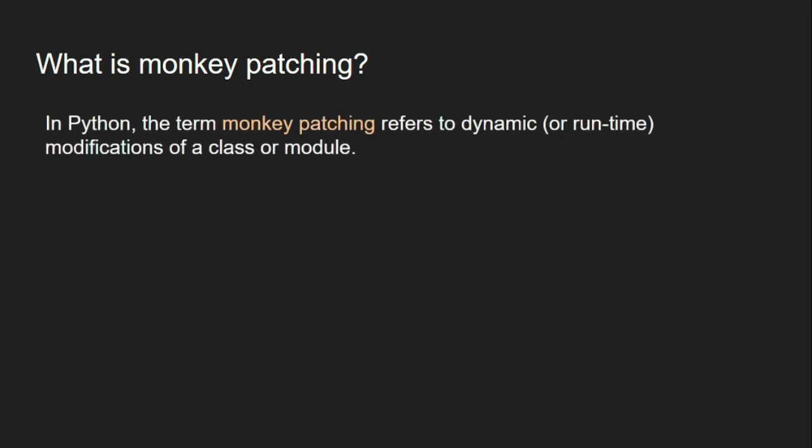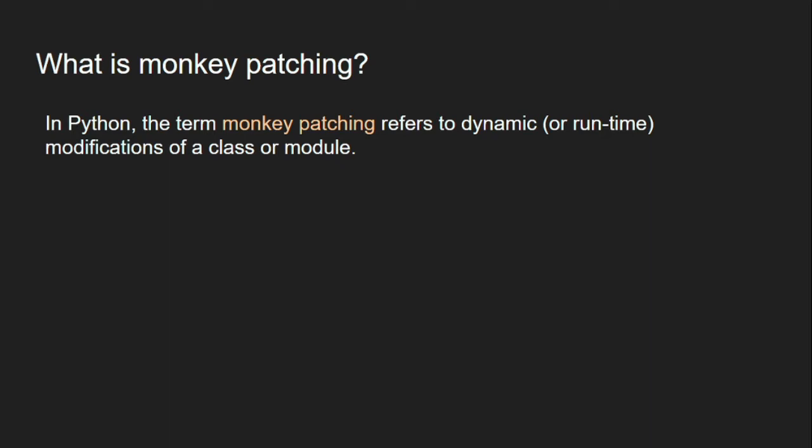So with that being said, what is monkey patching? In Python, the term monkey patching refers to dynamic or runtime modification of a class or module. In basic terms, monkey patching means that at runtime, you are changing a particular piece of code so that it behaves differently. That is it.